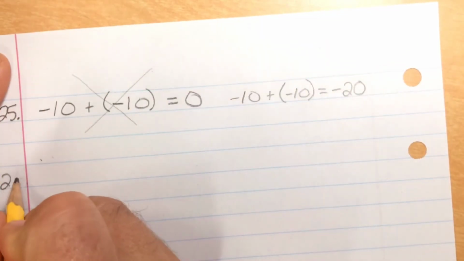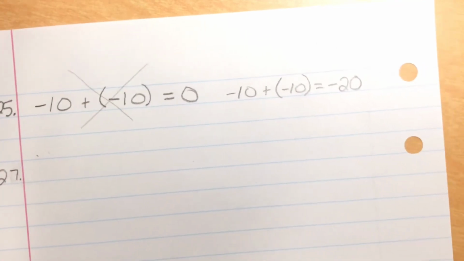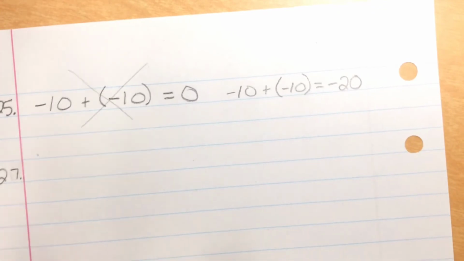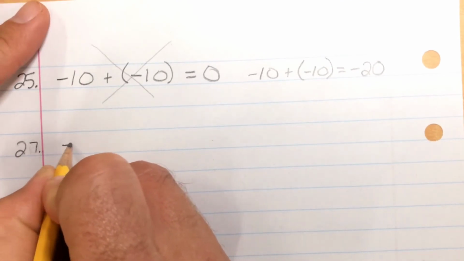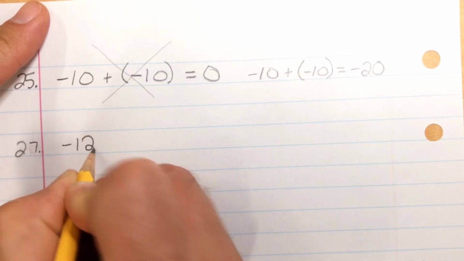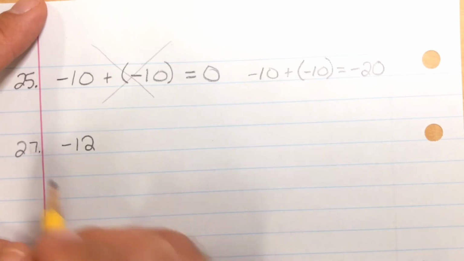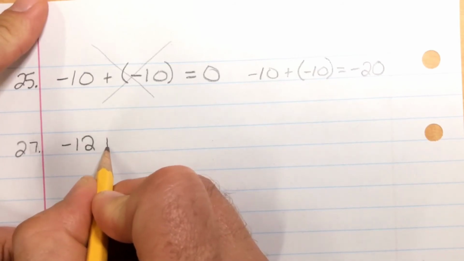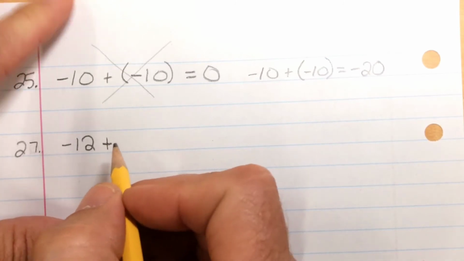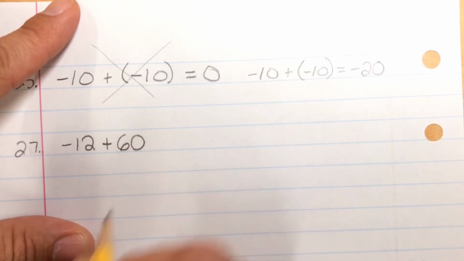For number 27, the problem reads, your bank account has a balance of negative $12. You deposit $60. What is your new balance? So you started off with a bank account balance of negative $12, which is horrible because you owe the bank money. They usually give you fees for that. It starts costing you because you took out more money than you had in the bank. But you ran down there as fast as you could with $60 in your pocket, and you gave it to them, and you said, here, please, put that in my account.